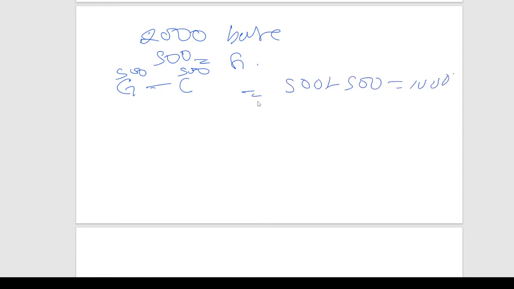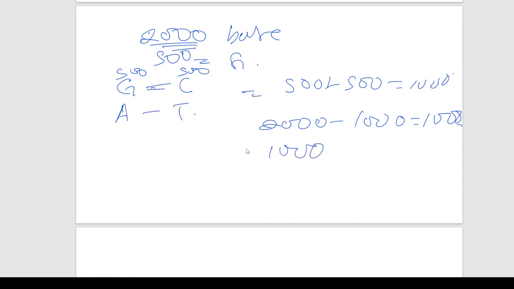Are you seeing? Yes. Now, remember I have a total of 2,000. So 2,000 minus the 1,000 for these two, I'm going to end up with 1,000. This 1,000 is for these two now, for adenine and thymine. Because when you combine adenine and thymine together, it is 1,000. So you divide by 2 and I get 500. It means that this is 500, this is 500. I think I'm clear there.